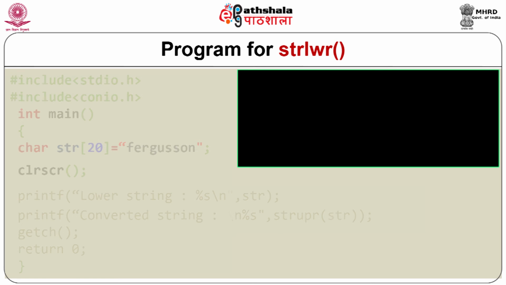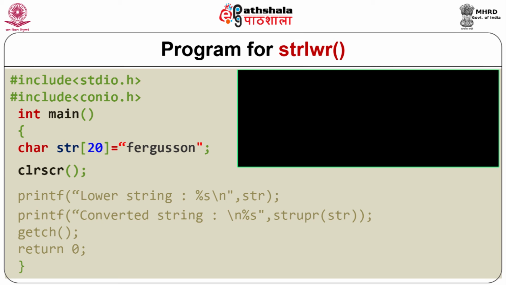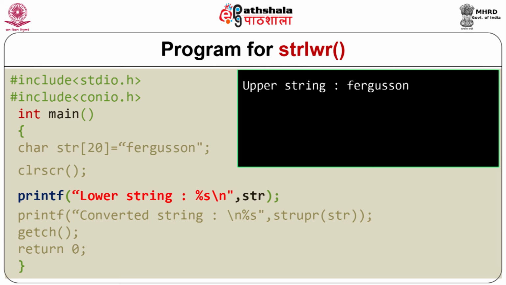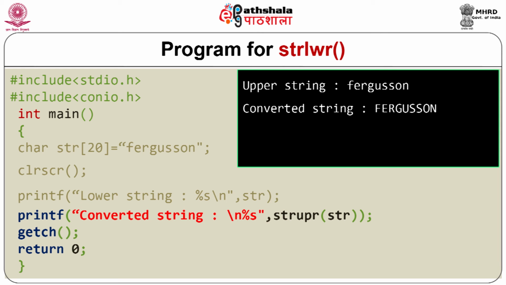In this example I am inputting some string. I am trying to input the same string, Ferguson, in lowercase letters, and I am displaying the same string on the screen. You can see on the screen the string like ferguson. I am using the next statement, that is printf "Converted string", strupr(string). If you use this, then a lowercase string can be converted into uppercase letters. You can see on the screen the result is FERGUSON in uppercase letters.